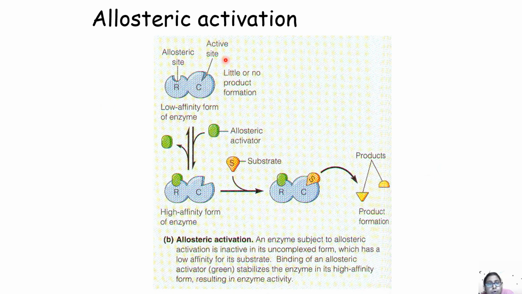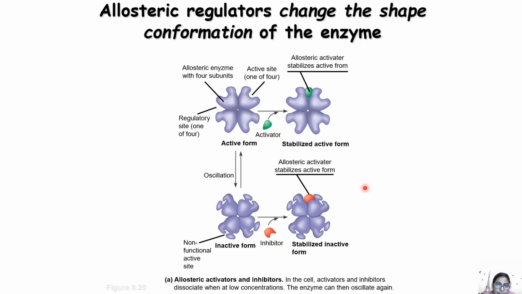Before, the active site was not really compatible with the substrate, but after positive allosteric regulation has happened, binding of the allosteric activator, shown in green over here, stabilizes the enzyme in its high affinity form, resulting in enzyme activity. So allosteric regulators change the shape and conformation of the enzyme. That is the main purpose of allosteric regulators. It can either be an allosteric activator or an allosteric inhibitor.